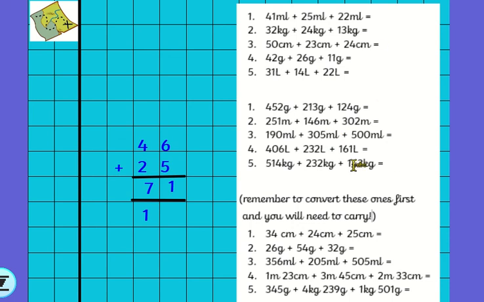I am looking forward to seeing this work later. I hope you've enjoyed today's skills lesson. Tomorrow we will be applying these skills to numerical and to word problems.